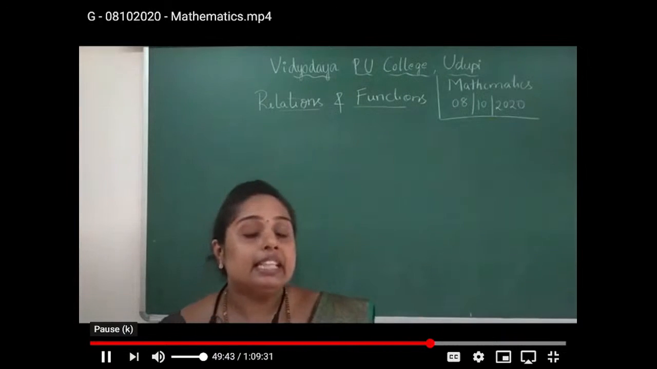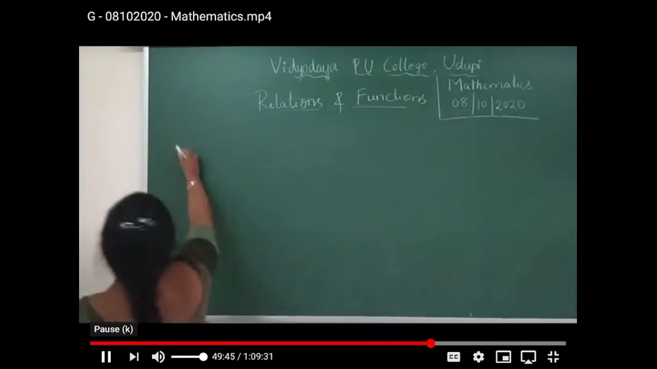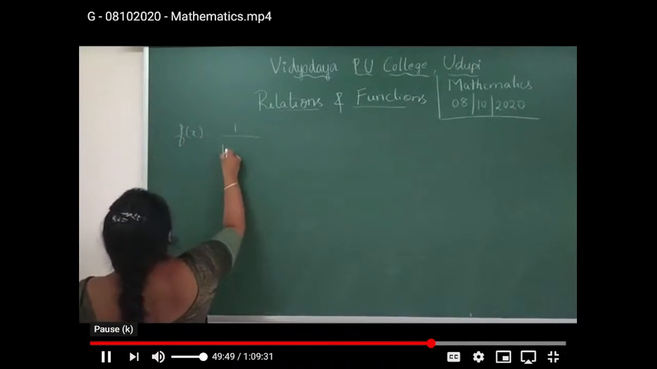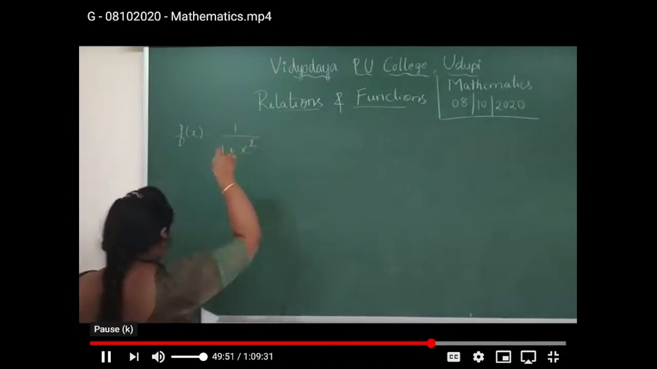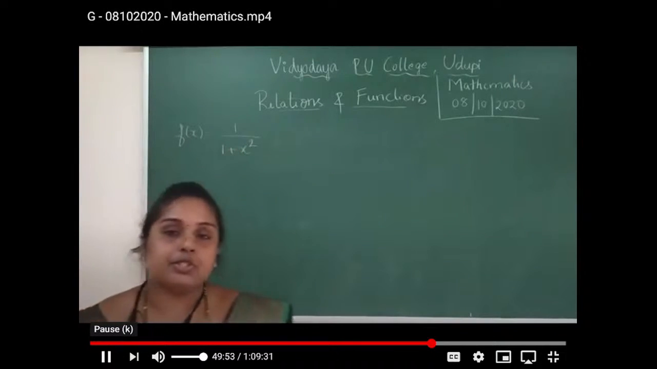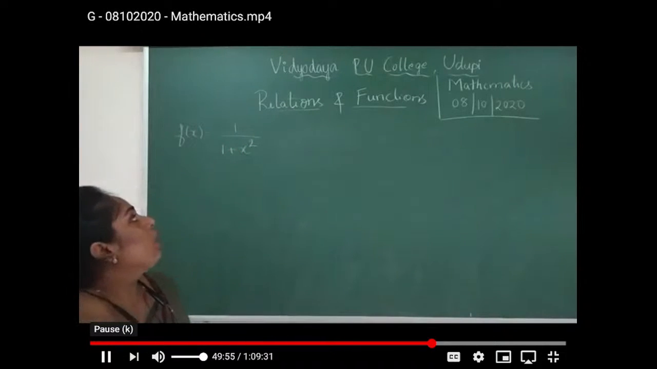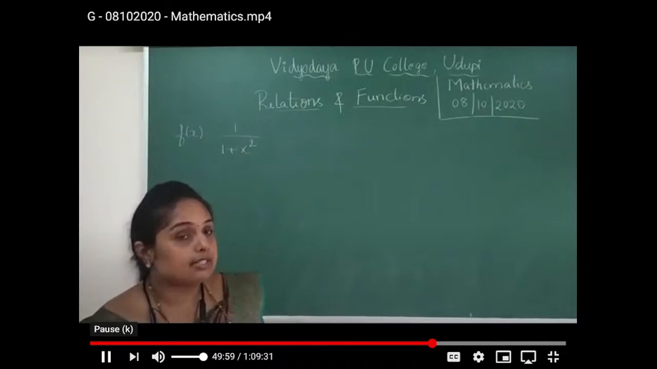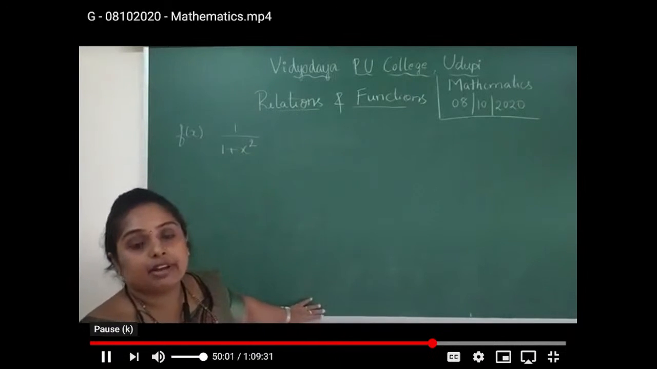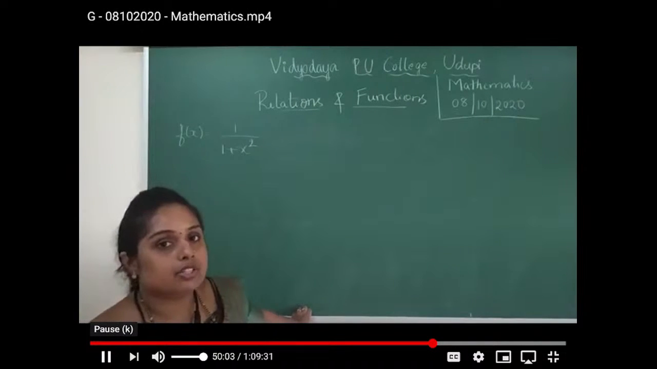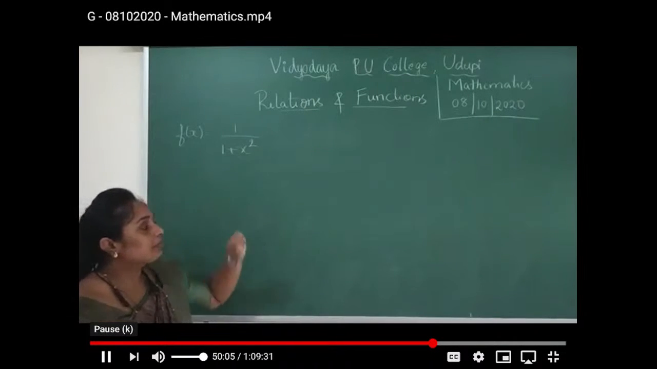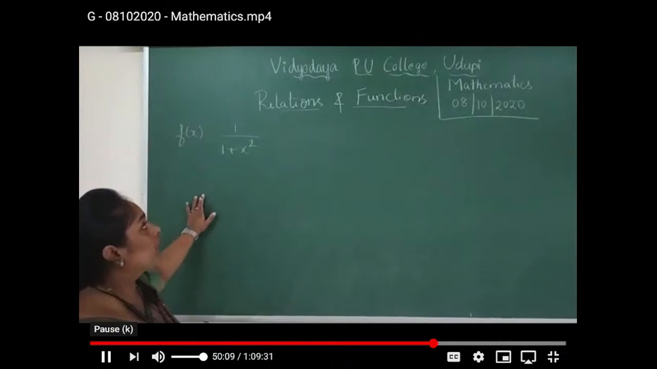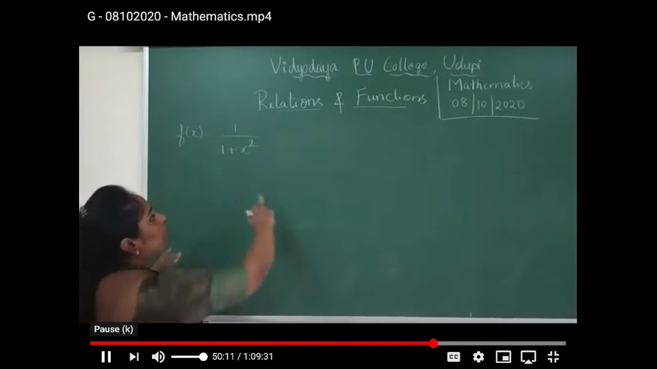Now the question is to find the range of f of x. F of x is equal to 1 divided by 1 plus x square. The question is, find the range. You know what is range, right? We substitute in the place of x such that f of x is defined, and that f of x is the range, right?